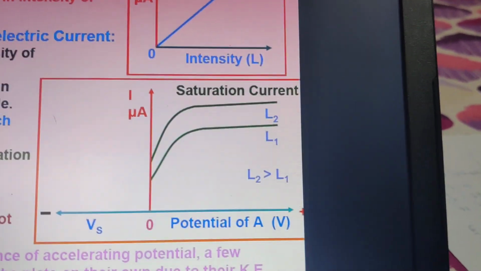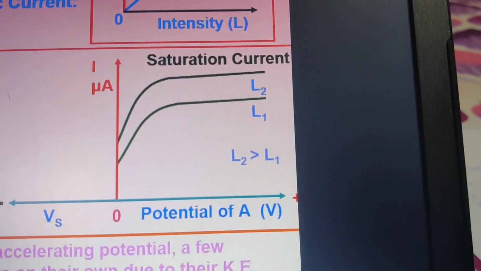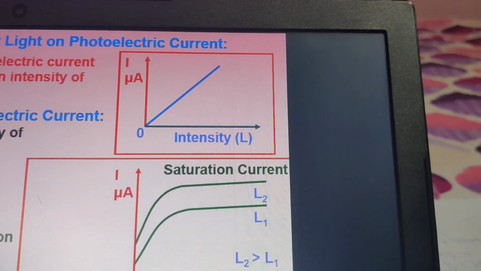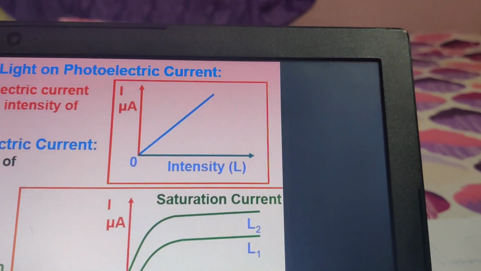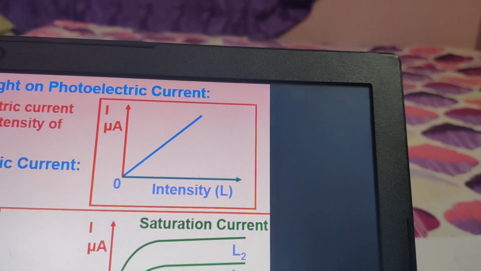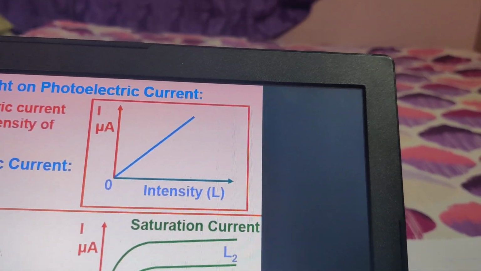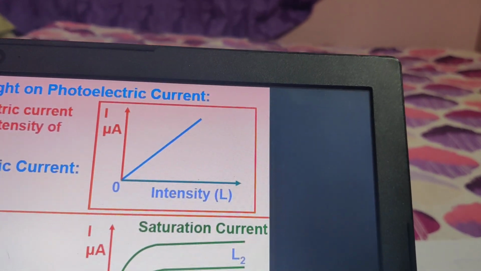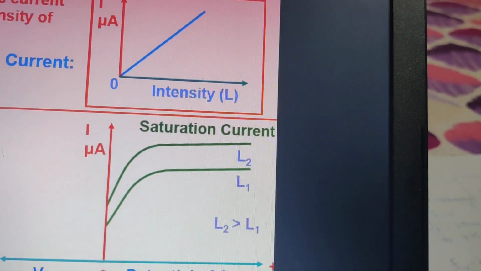When the potential is decreased, the current decreases but does not come to zero at zero potential. This shows that even in the absence of the accelerating potential, a few photoelectrons manage to reach the plate on their own due to their kinetic energy.